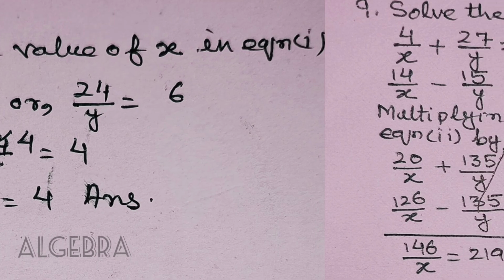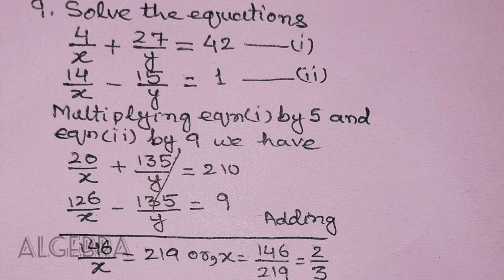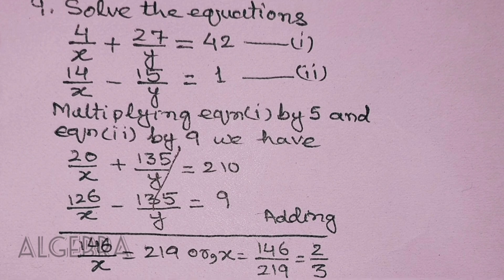Answer 9. Solve the equation. 4 by x plus 27 by y is equal to 42, equation 1. 14 by x minus 15 by y is equal to 1, equation 2. Multiplying equation 1 by 5 and equation 2 by 9, we have 20 by x plus 135 by y is equal to 210, and 126 by x minus 135 by y is equal to 9. Adding, 146 by x is equal to 219, or x is equal to 146 by 219 is equal to 2 by 3.